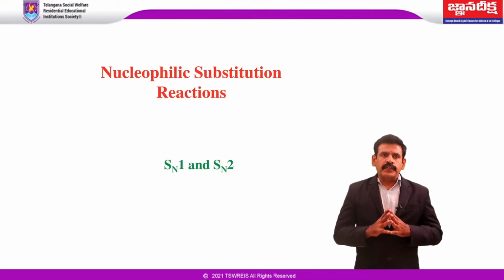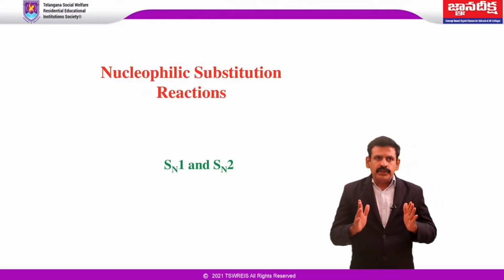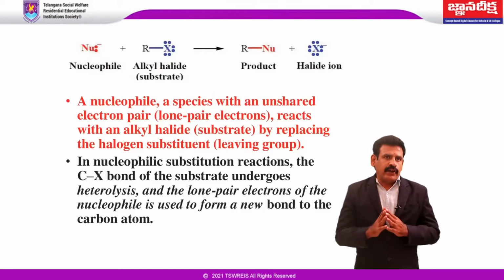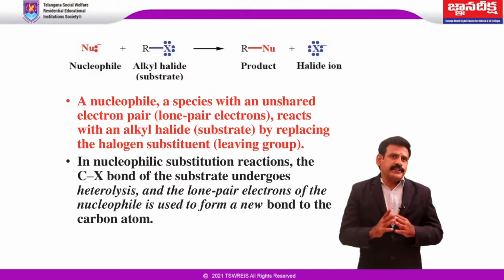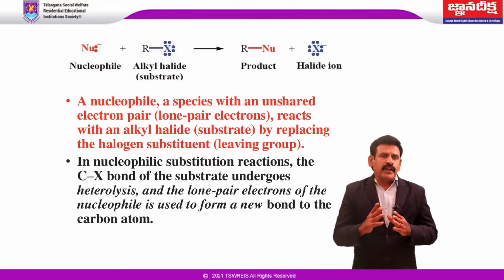First we see what an organic chemical reaction is. A nucleophile is treated with an alkyl halide, which gives a product and a halide ion. In this, the alkyl halide is the substrate and the nucleophile is the reagent. When the reagent attacks the alkyl halide, or substrate, we get the product, that is R-Nu and the halide ion.